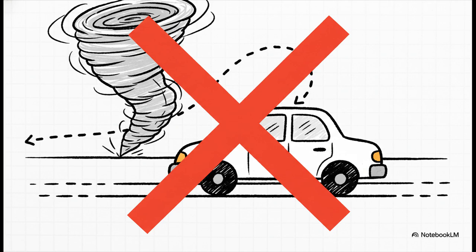And listen, this next part is a warning I cannot stress enough. Never try to outrun a tornado in your car. Just don't do it. They are unpredictable, they can change direction in a heartbeat, and they can move way faster than you can drive. Your car is not safe. The rule is to get out, get away from the vehicle, and get into a ditch.